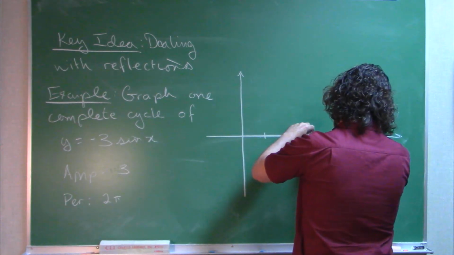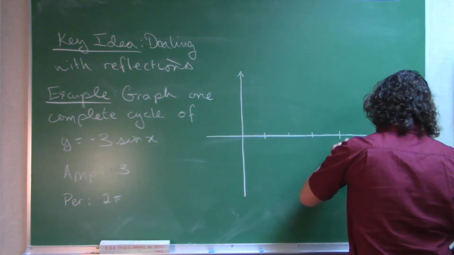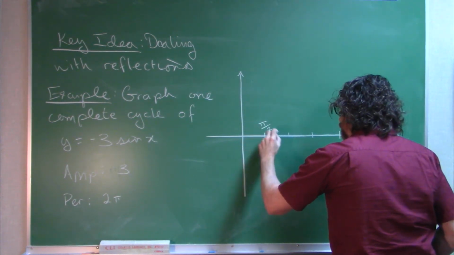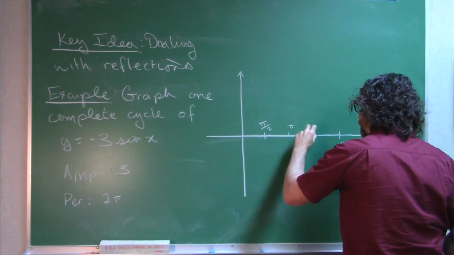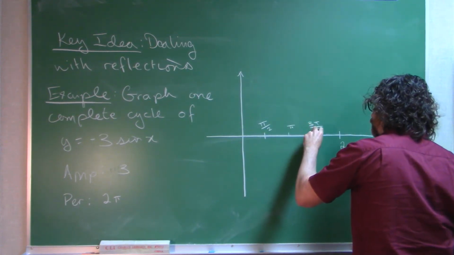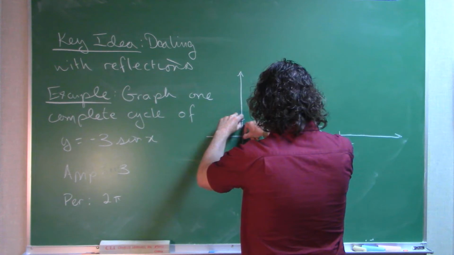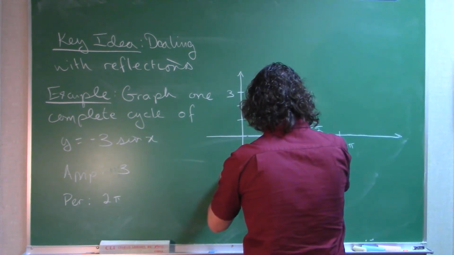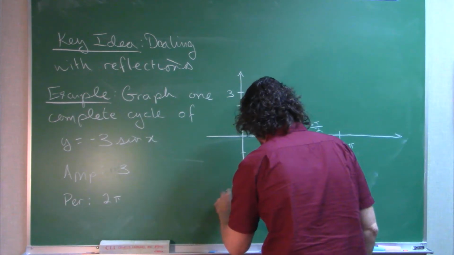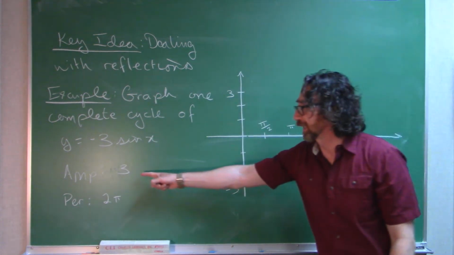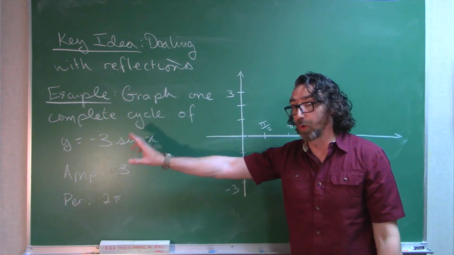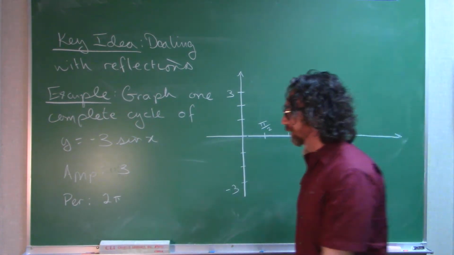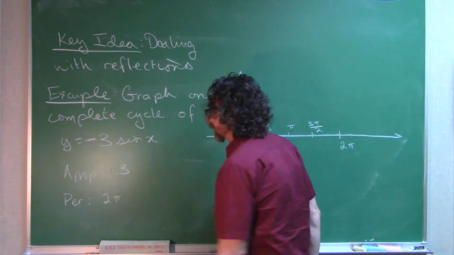1, 2, 3, 4. So I'm dividing up my length of 2 pi into 4 equal segments. 1, 2, 3. 1, 2, 3. All right, so that's coming from this amplitude. Remember, amplitude is always positive. Okay, now let me tell you how the negative affects this graph.